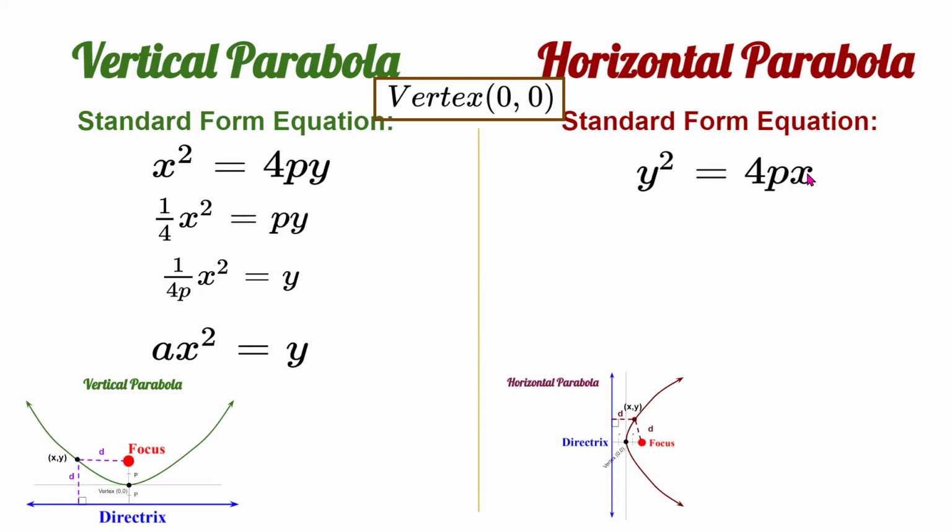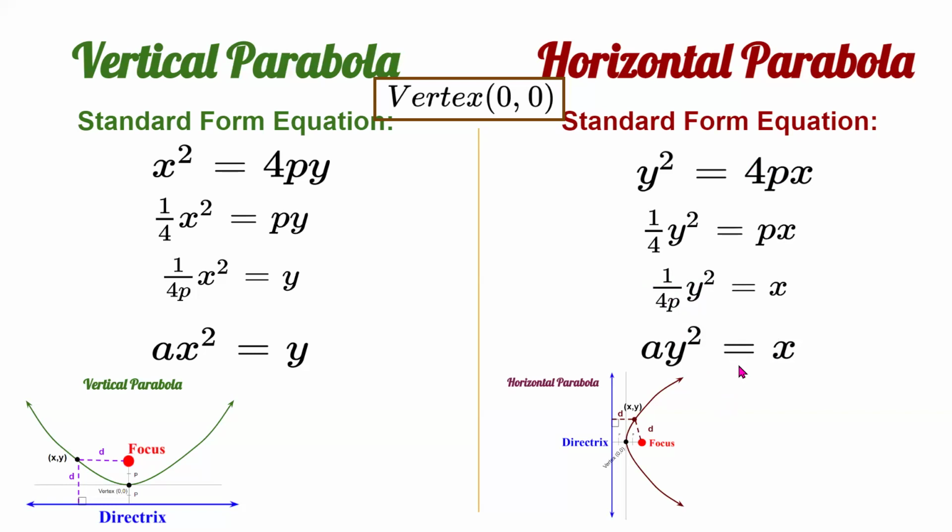So again, we like to see our variable simplified or basically isolated. So we're going to divide by 4, divide by p. So therefore we have 1 over 4p. We're going to make that into a coefficient. I'll just label it a. So we have a y squared equals x.